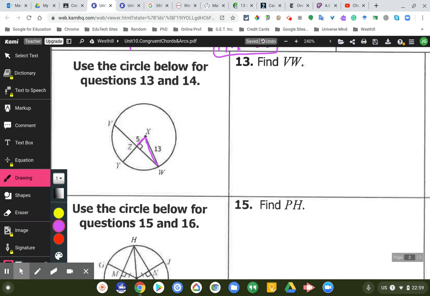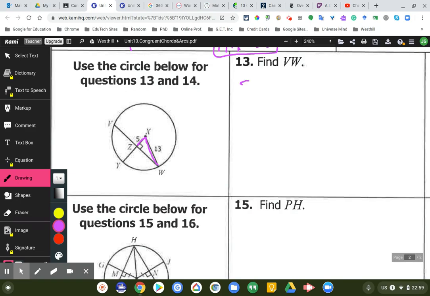So we can just use the Pythagorean theorem, I believe. Okay, so number 13 says, find VW. All right, so VW, okay, VW is there. Well, half of VW is ZW. And I can find that with the Pythagorean theorem, right? Just bear with me. Just watch this.